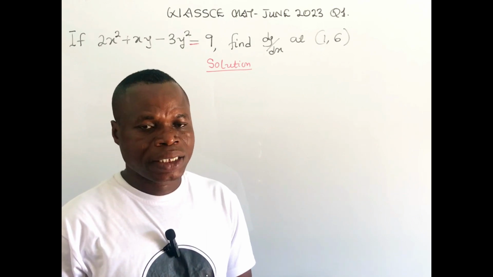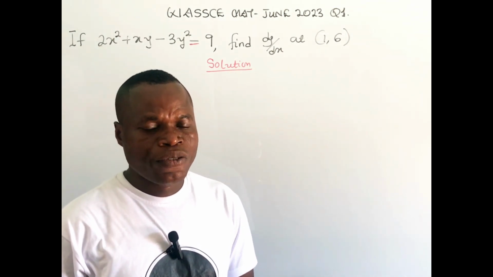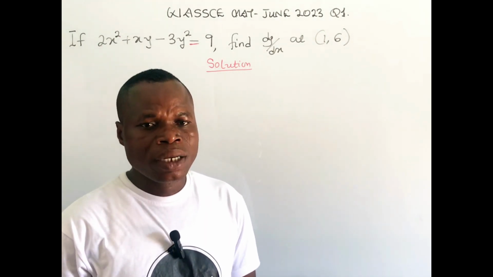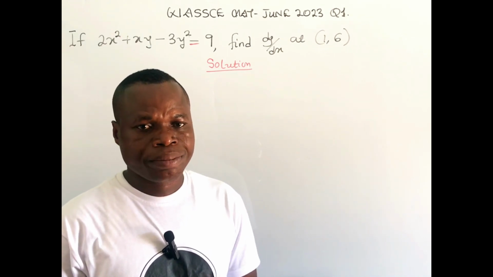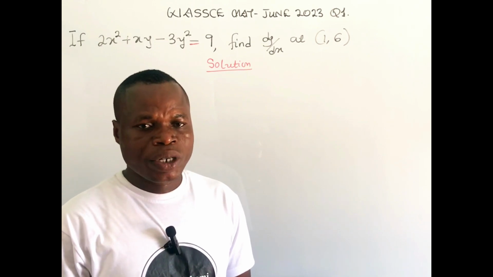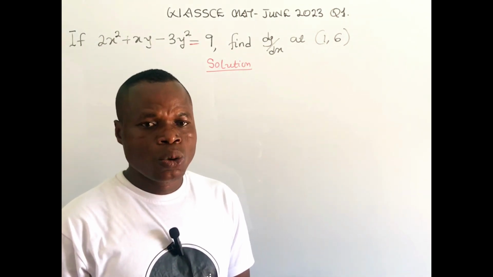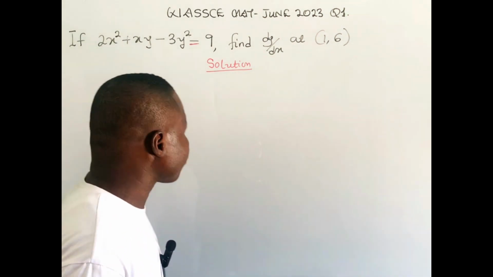Nabila Maths class. In this video, we are going to solve WASSCE May-June 2023 Elective Mathematics Theory Question 1. And this question was a compulsory question for the candidates to solve for 6 marks. So let's look at the ideal solution of the question.